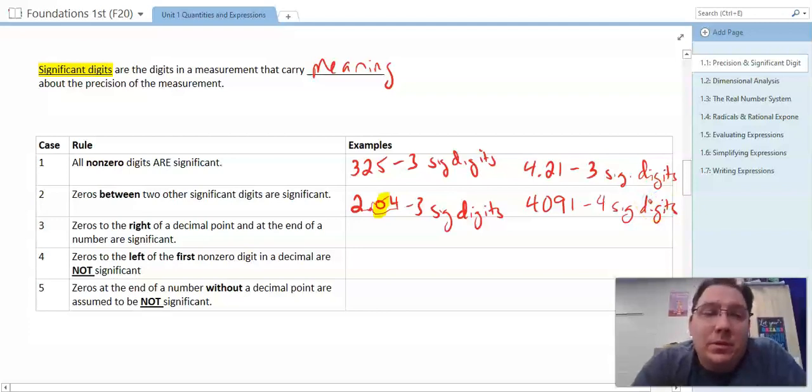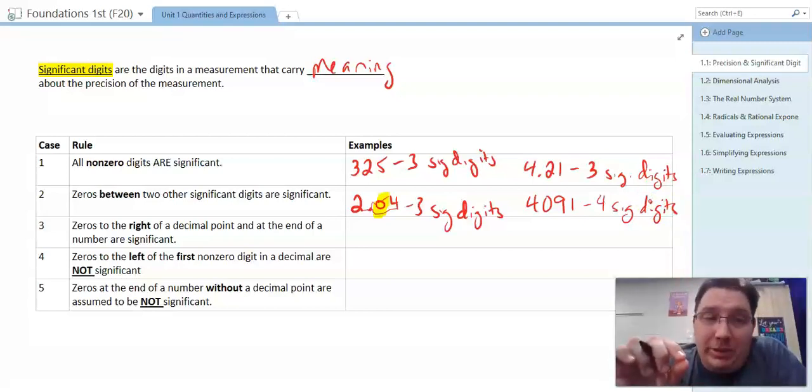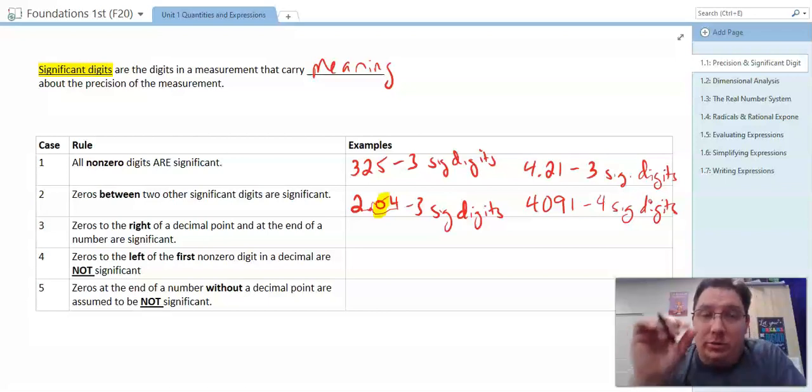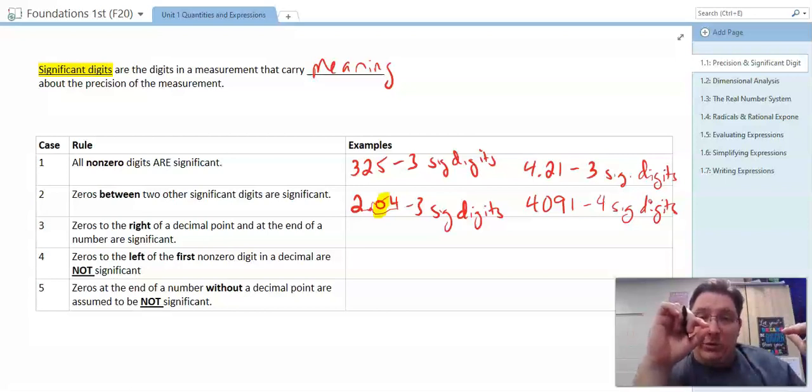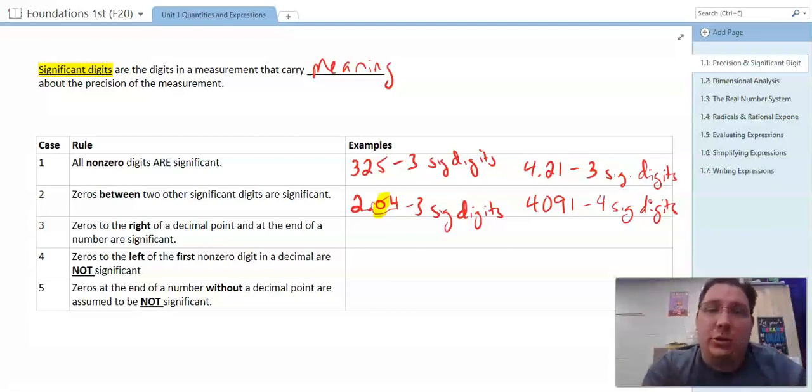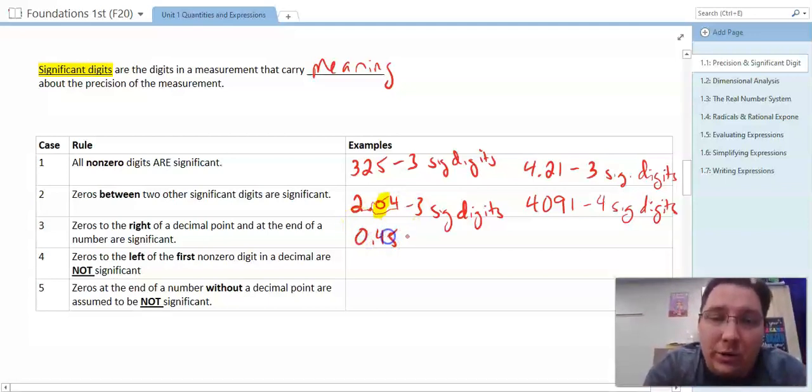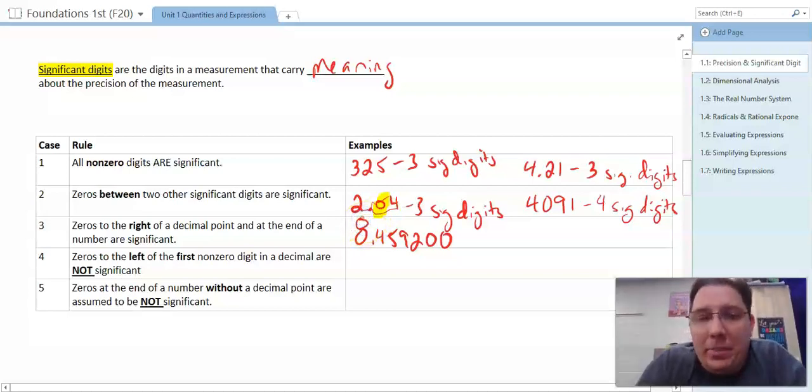Okay? Case 3, zeros to the right of the decimal point and at the end of a number are significant. So let's talk about where we're talking about these numbers. We've got the decimal point, and we're talking zeros that are at the end of the number way over here, right? And so we'll have like 0.459200. So let's do that, 0.459200, okay? And well, let's not start with a 0. Let's make this an 8 in the front for the moment. We'll talk about that 0 that leads in a minute.